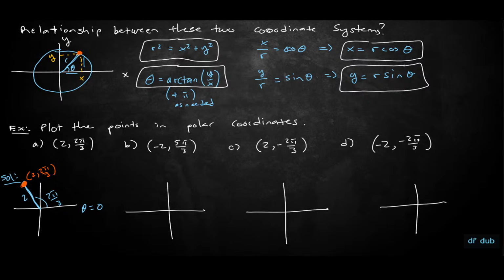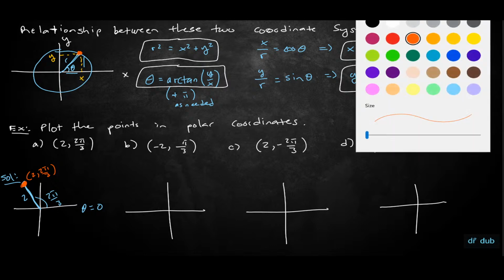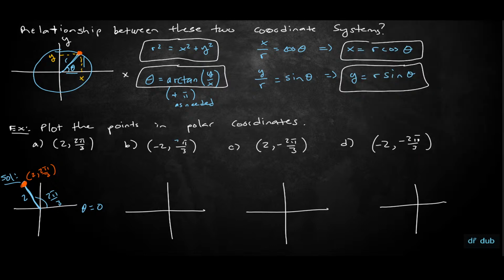Whoops, sorry, the second one should be 2 pi over 3. I think I said 2 pi over 3, but I wrote 5 pi over 3. Sorry, so I'll make a change there. And part B should be 2 pi over 3. Okay, sorry about that.